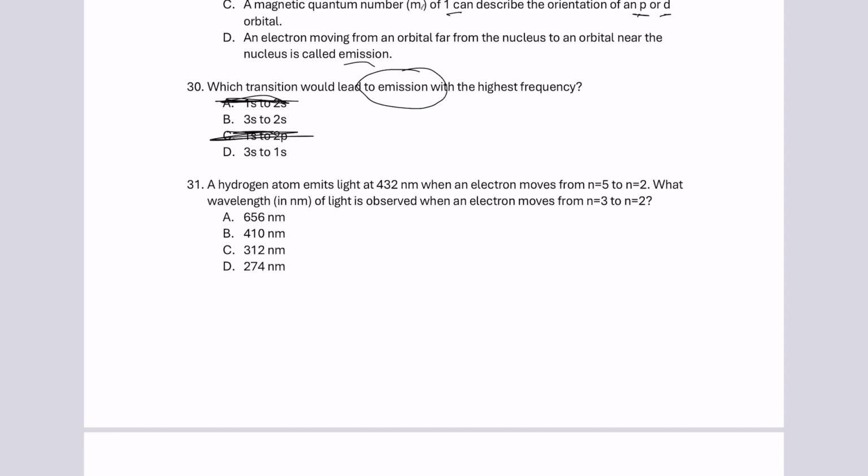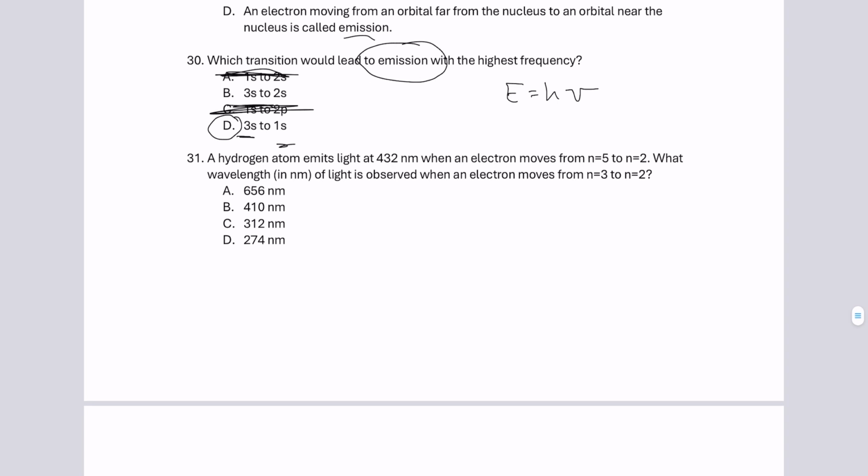And in this case, the largest energy difference is going to occur in the 3s to 1s transition because it involves an electron dropping from a much higher energy level, n equals 3, directly to the lowest energy level, n equals 1. And according to the equation, energy is equal to Planck's constant multiplied by frequency. A larger energy difference corresponds to a higher frequency photon. So 30 is D.